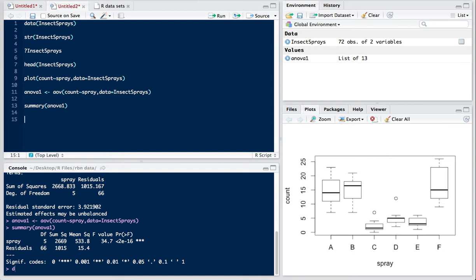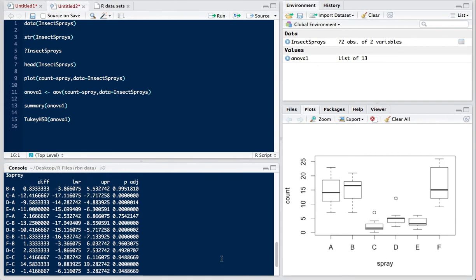But we still don't know which spray is different from the next. So what we can do is a series of pairwise contrasts. We can compare spray A to spray B, spray A to spray C, and so forth. And to do that, we use a test developed by a famous statistician named Tukey, and the HSD stands for honest significant difference. And so all we need to do is call Tukey HSD and give our summary there, and we get all these comparisons.